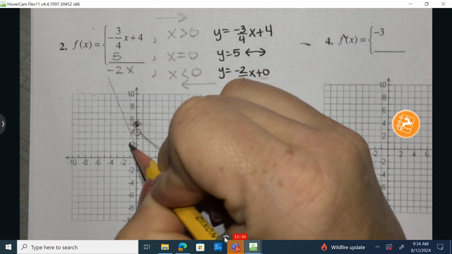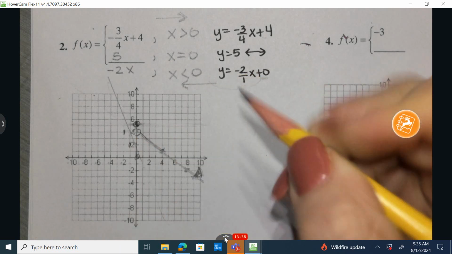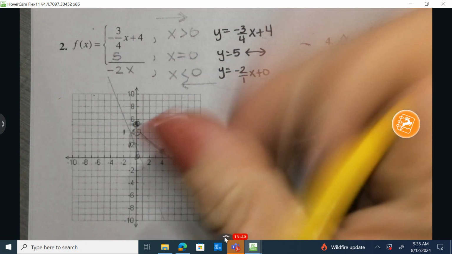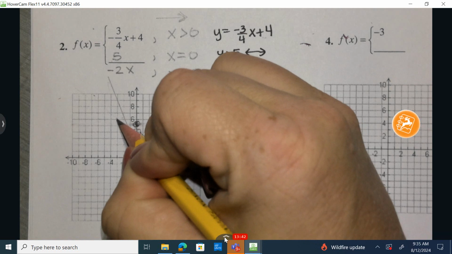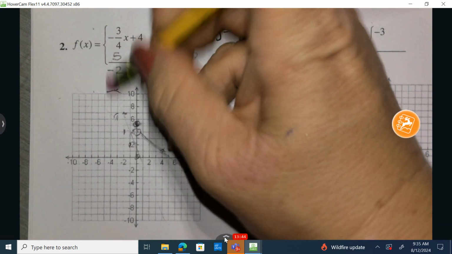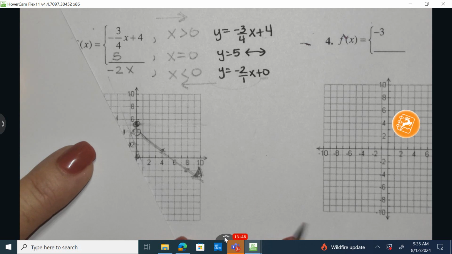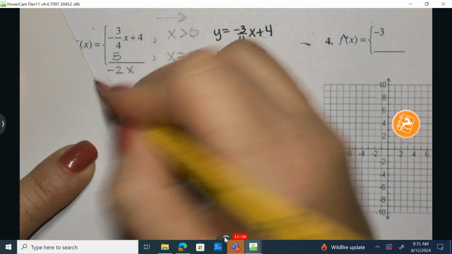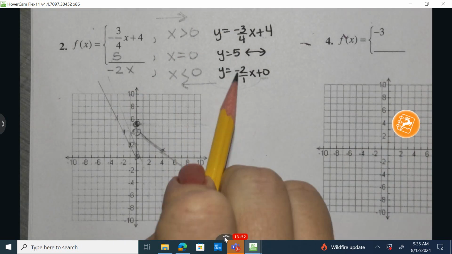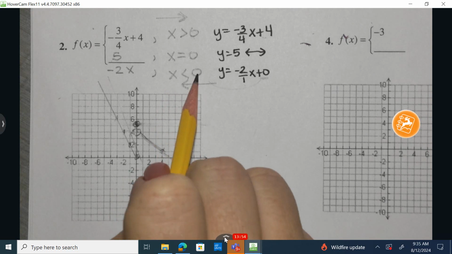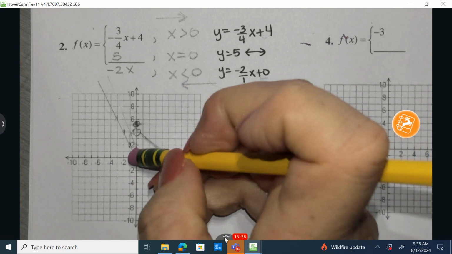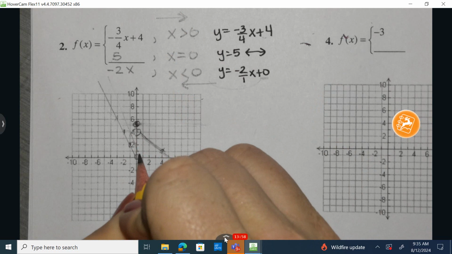Up to right 1. Up to right 1. Hold on one second. Up to right 1. I got a little bit off there. Okay, and here is my line. So I only shaded the piece of this line that was to the left of 0. Notice there's no line underneath. So at 0, I need an open circle.